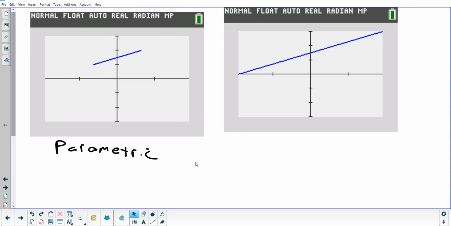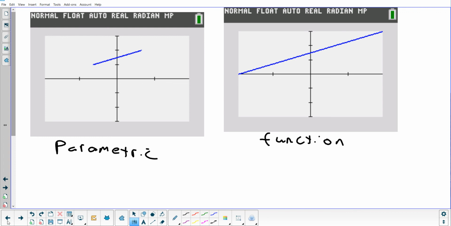Okay. Do they look the same? No. Why? Yeah, when you do something parametrically, there's always a restriction on it. There's a start and there's an end. When you do something as a function, unless you specifically specify the domain, there isn't.